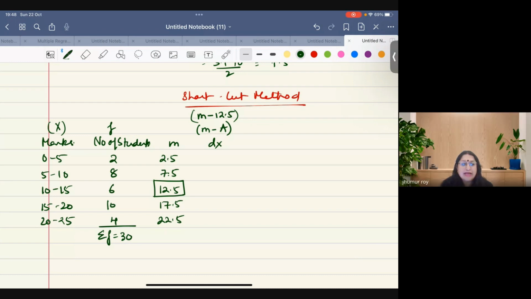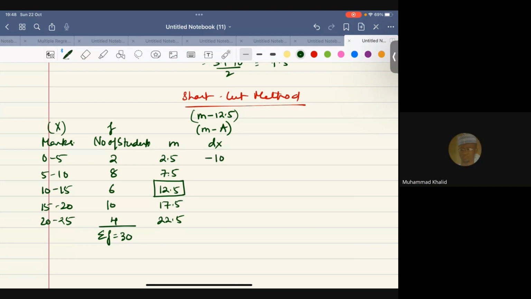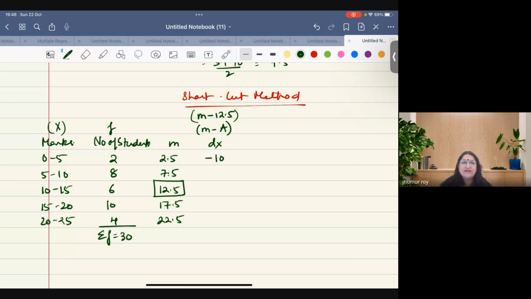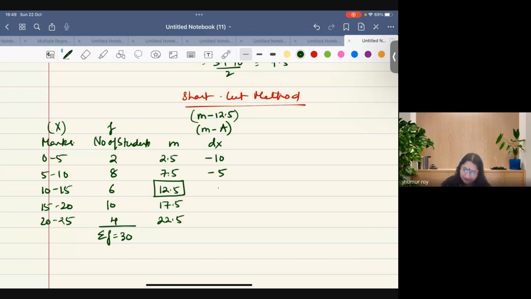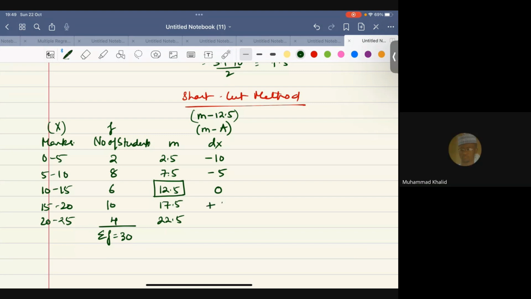Now calculate what will be the value. 2.5 minus 12.5, what is the value? Minus 10. Next will be 7.5 minus 12.5, minus 5. Then you have 12.5 minus 12.5, 0. Then 17.5 minus 12.5, plus 5.